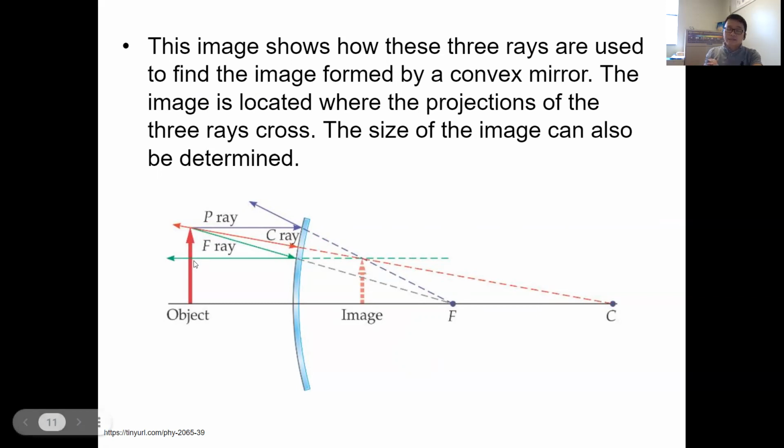So in this case, you can see those three reflected rays do not intercept on the side of the object, right? If you back extend them, then they will intercept behind the mirror at this common point. So this is where the image is forming. So you actually get a virtual image, okay, but upright, okay? So a virtual image is upright.